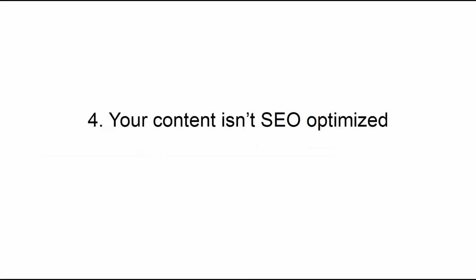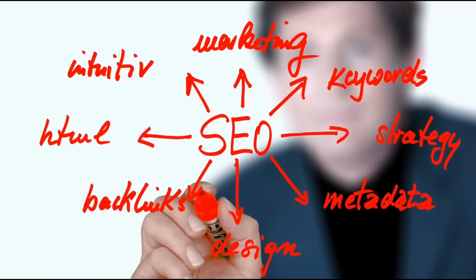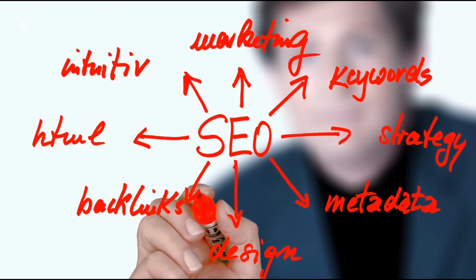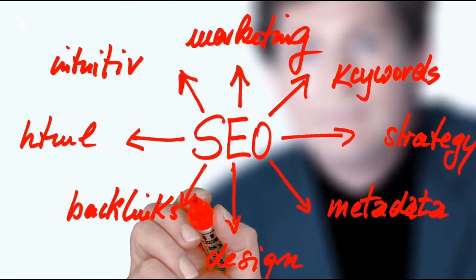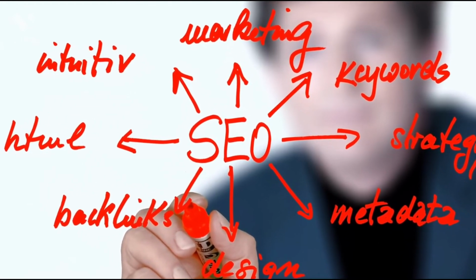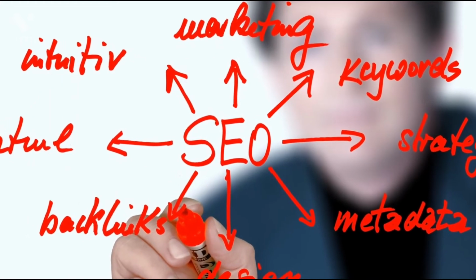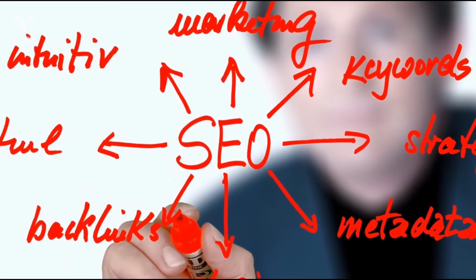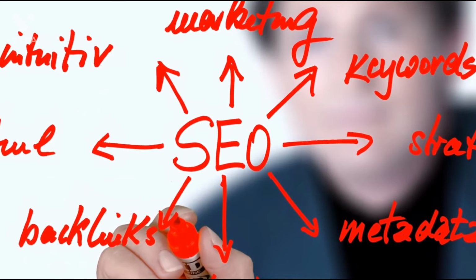Number 4, your content isn't SEO optimized. Content marketing is great for your site's SEO. If you do content marketing correctly, you could rank high up on Google and other search engines for many profitable keywords. However, if your content isn't SEO optimized, then no one's going to find you on Google.